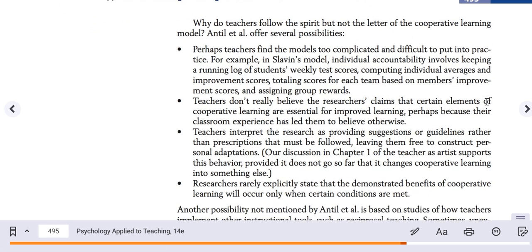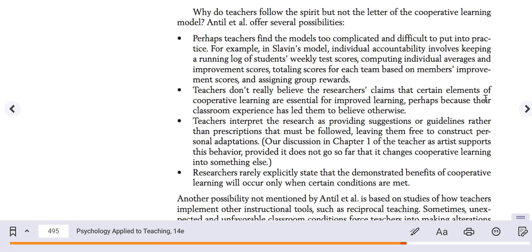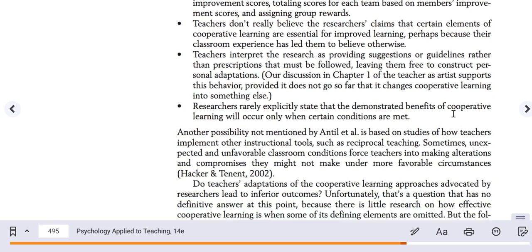Why do teachers follow the spirit but not the letter of the cooperative learning model? They offer several possibilities. Perhaps teachers find the models too complicated and difficult. Teachers don't really believe the researchers' claims. Teachers interpret the research as providing suggestions or guidelines. Researchers rarely explicitly state that the demonstrated benefits of cooperative learning will occur only when the conditions are met.